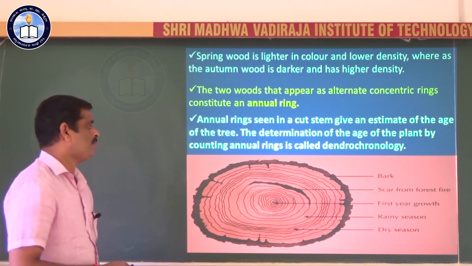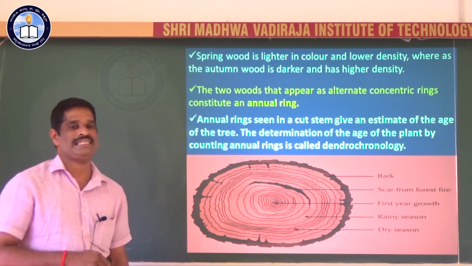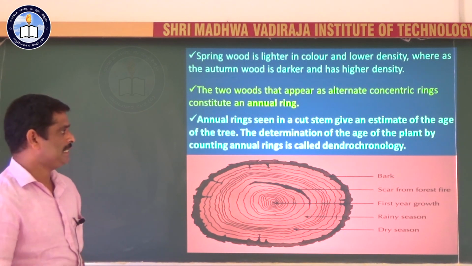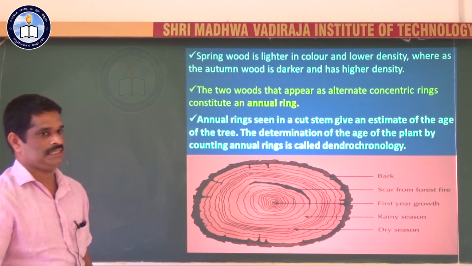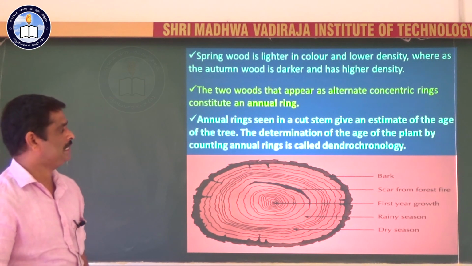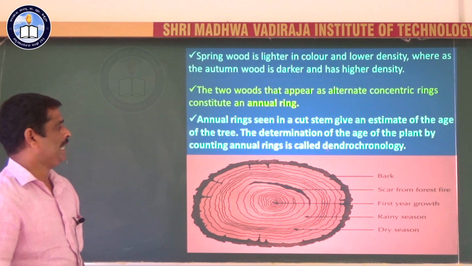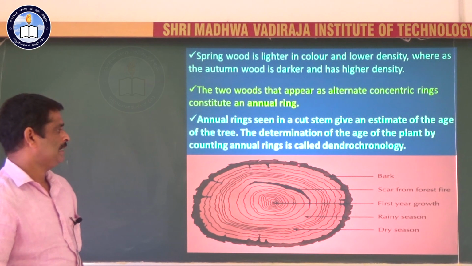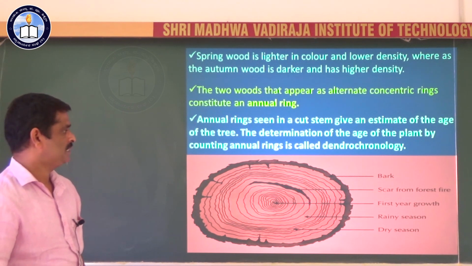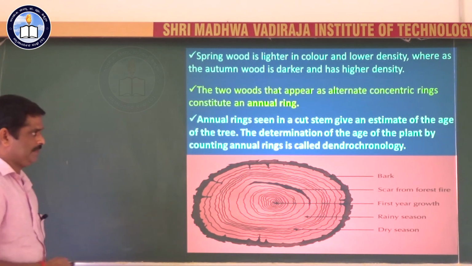By counting the number of annual rings, we can estimate the age of the tree, that is what we call dendrochronology. What is dendrochronology? Counting the age of the tree by counting the annual rings. That is called dendrochronology.